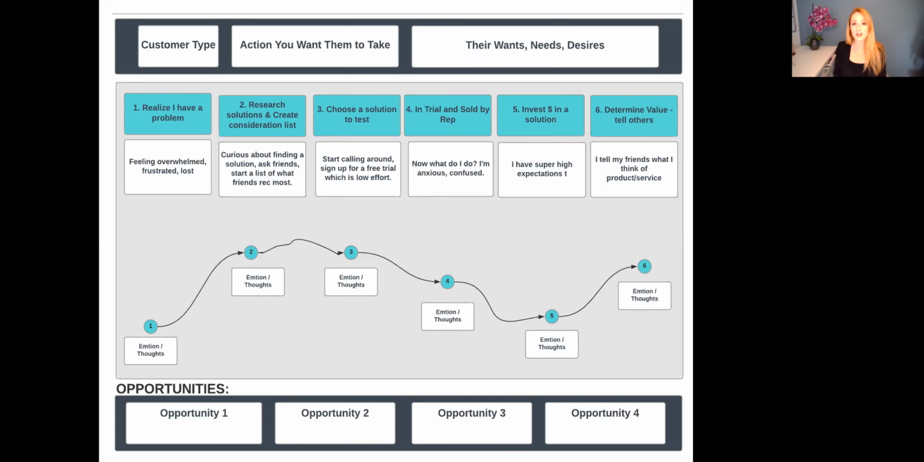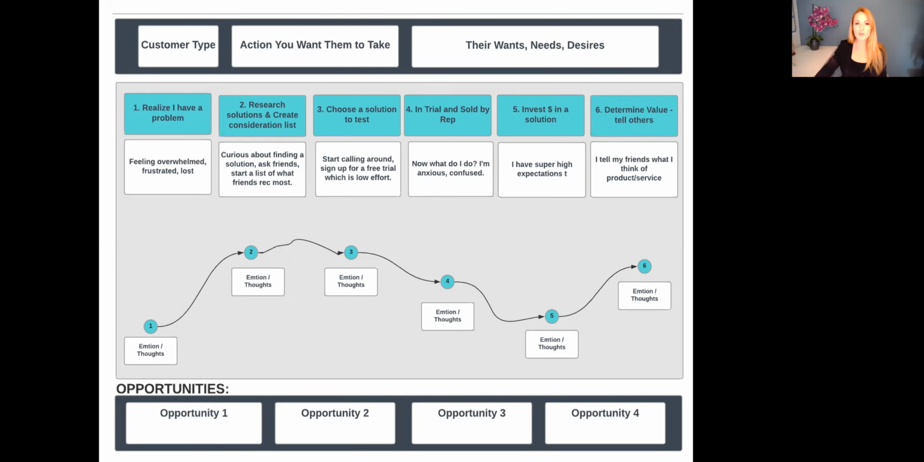And in the last box, and this is the most important one, what are their wants and their needs and desires and expectations of working with us? Because at the end of the day, the person who understands their customer the best is going to win. So that's why having a customer journey map is so important.